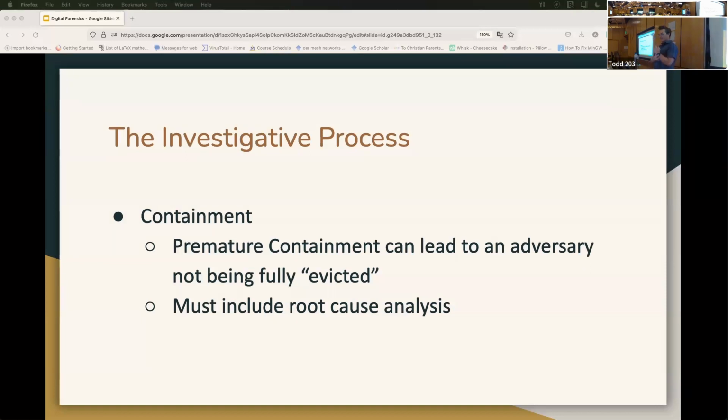Premature containment can lead to an adversary not being fully evicted, right? If we have not conducted any sort of root cause analysis or figured out how they got in, then we can do containment and prevent them from moving any further, or at least we think we did. And they're still in our system and they're still moving around. And we have to start most of the process over again because now they have exploited a different way or moved further into the system.